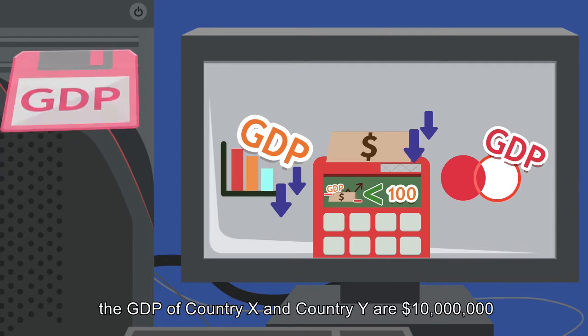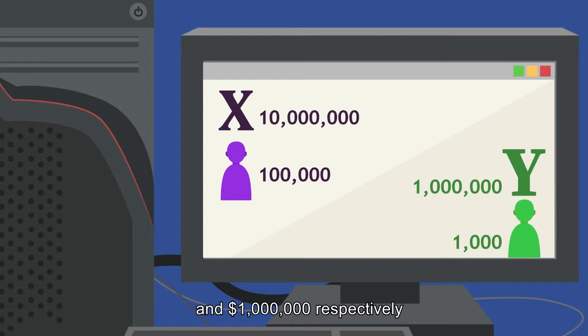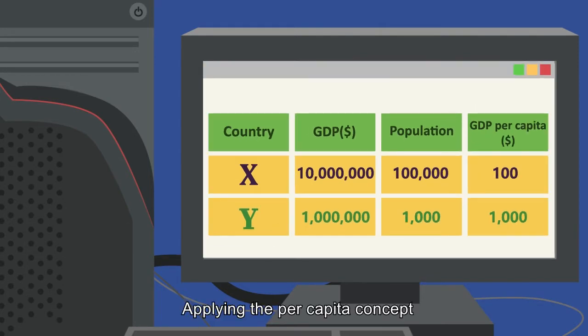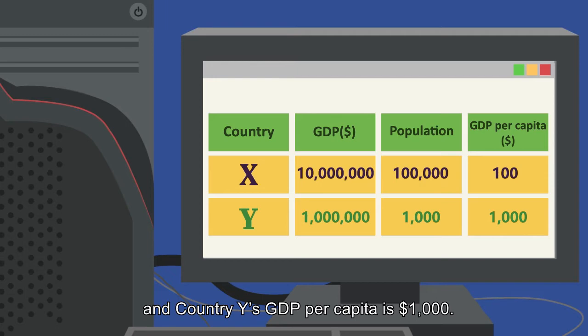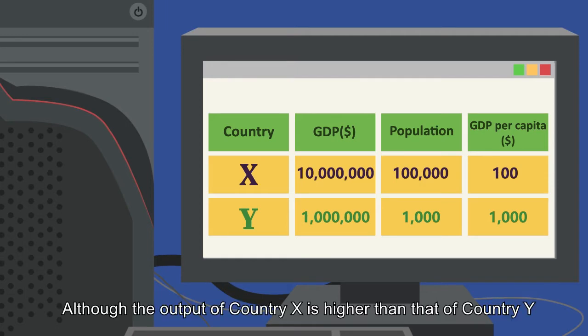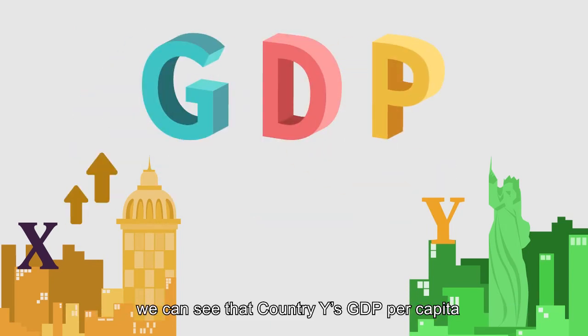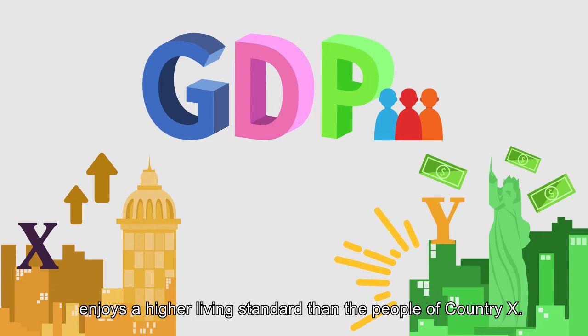For instance, the GDP of country X and country Y are $10 million and $1 million respectively, yet country X's population is 100,000, while country Y's population is 1,000. Applying the per capita concept, we'd find that country X's GDP per capita is $100, and country Y's GDP per capita is $1,000. Although the output of country X is higher than that of country Y, we can see that country Y's GDP per capita is much higher than country X's. Therefore, we can conclude that the people of country Y enjoy a higher living standard than the people of country X.